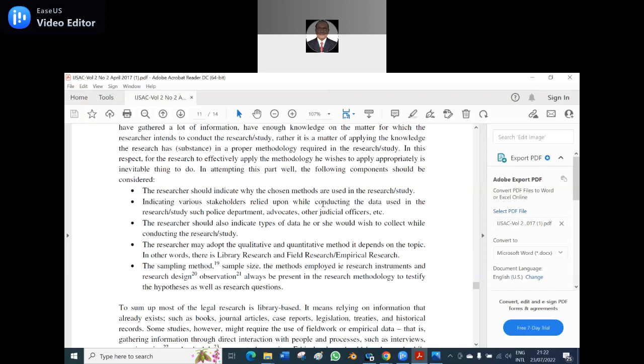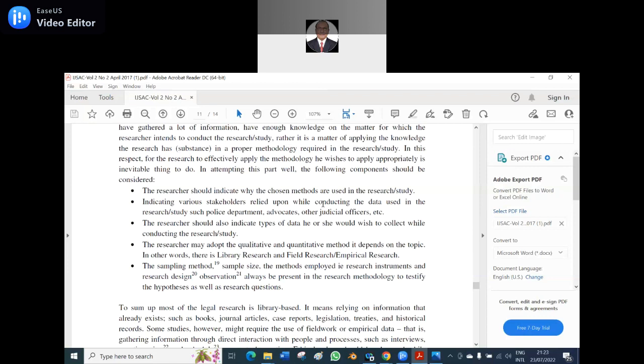Because it depends upon what is favorable, whether doctrinal research, non-doctrinal research, or empirical research, and how it can be done, such as group sampling. The particular group should always try to be small. Don't make a group of 20; make it 4 or 5, which will be quite good, so that each individual opinion can be expressed.